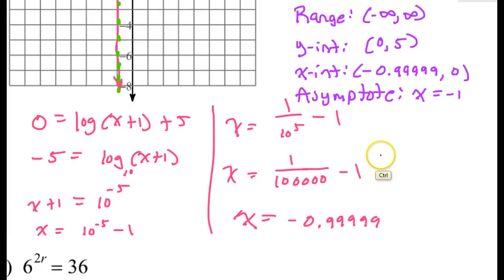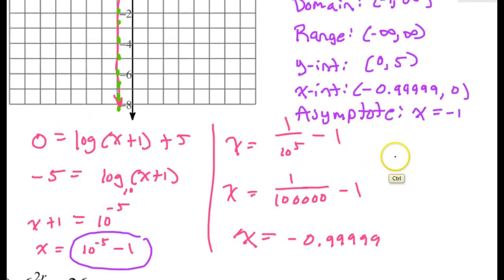Hey, by the way, for that x-intercept, remember that we got it really from having 10 to the -5th power minus 1. I would have accepted this for the x-intercept. I would have accepted (10 to the -5th power minus 1, 0). I would have accepted that.